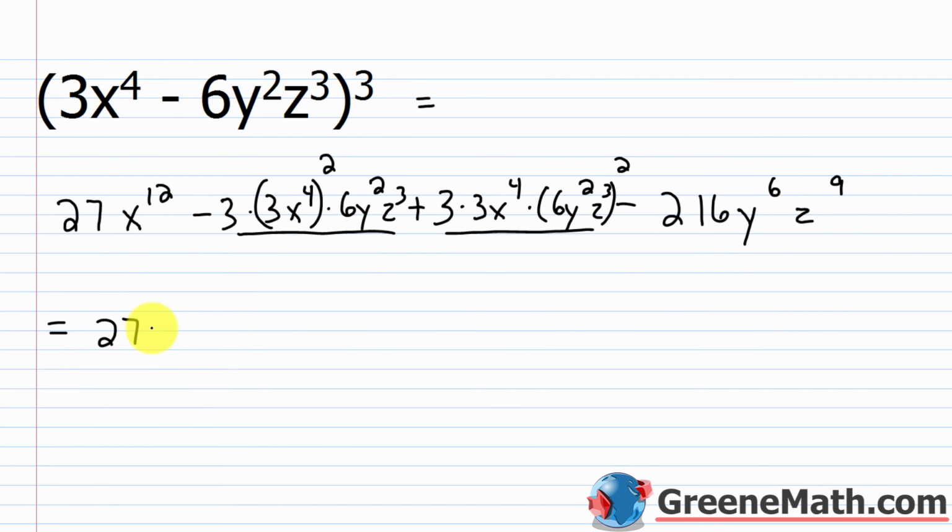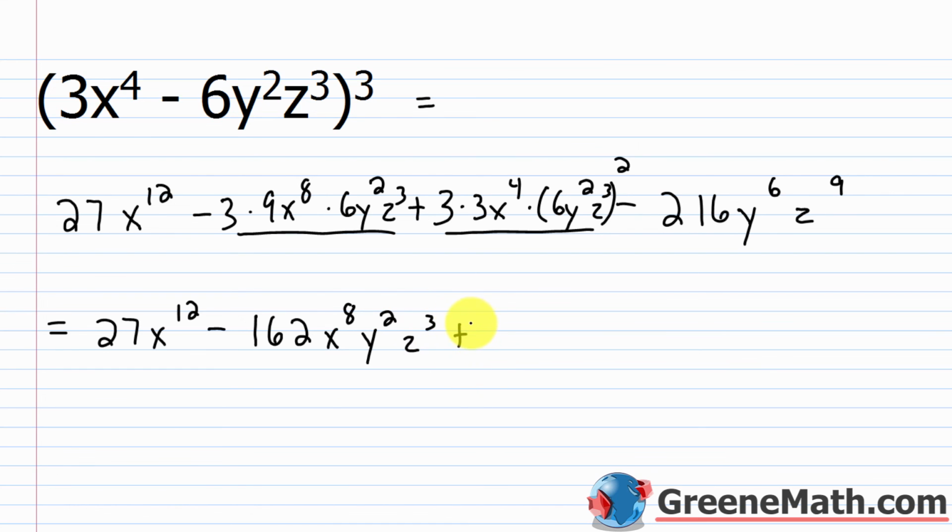We have 27x to the 12th power. Then for this one right here, 3 squared is 9. Let me just write this up here. This would be 9. x to the fourth power squared would be x to the 8th power. So I'm just going to erase this and put 9x to the 8th power. So you have a negative out in front, or a minus. 3 times 9 is 27. 27 times 6 is 162. Then you have x to the 8th power, y squared, z cubed.